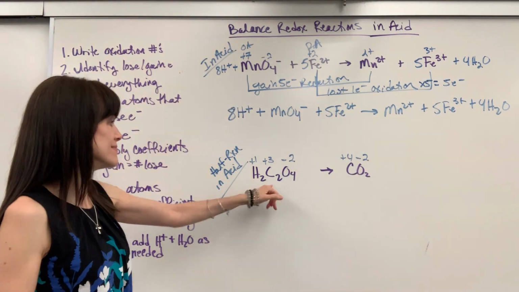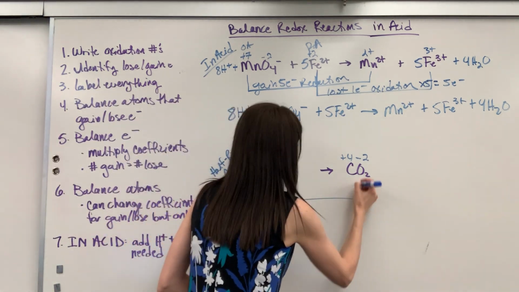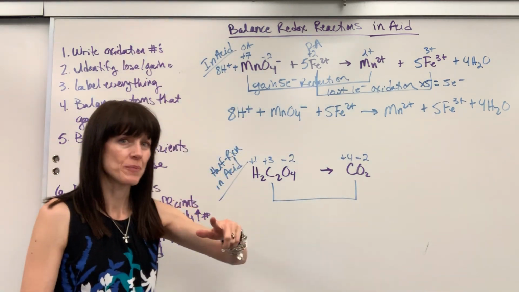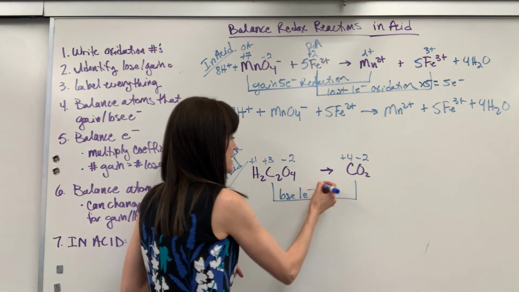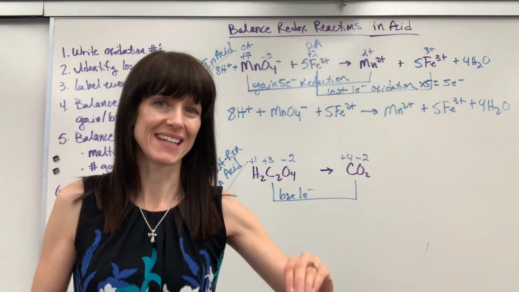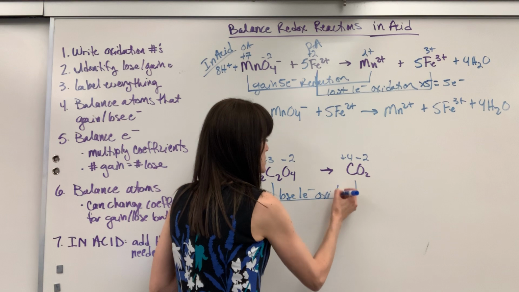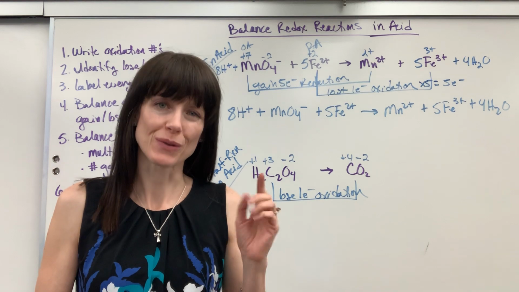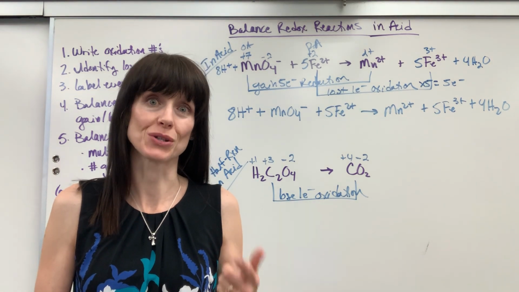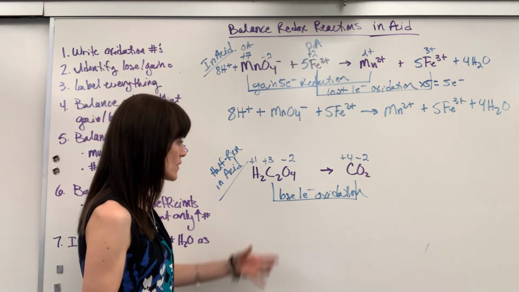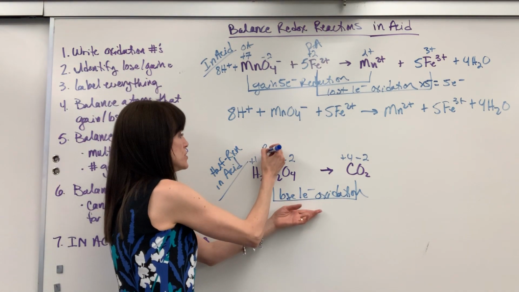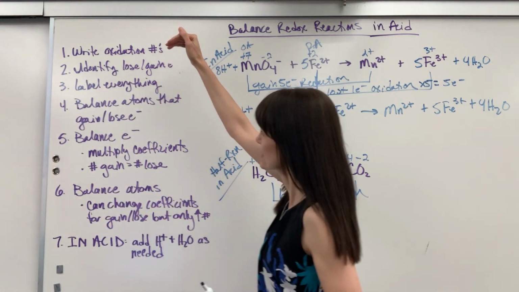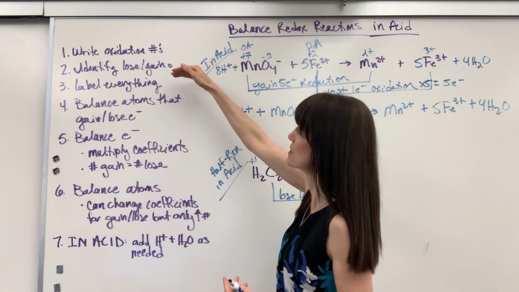So let's see what changes. It's only the carbon. We are going from a plus 3 to a plus 4. So what happened? This is going to lose one electron. Lose electrons, oxidation, LEO. So this is going to be oxidation. And again, if you're not familiar with the nomenclature, go to my Redox playlist and watch Redox Overview, and it will go over the naming for you. Whatever is oxidized is the reducing agent. So we write our oxidation number, we identify what's gained or lost, I labeled everything.